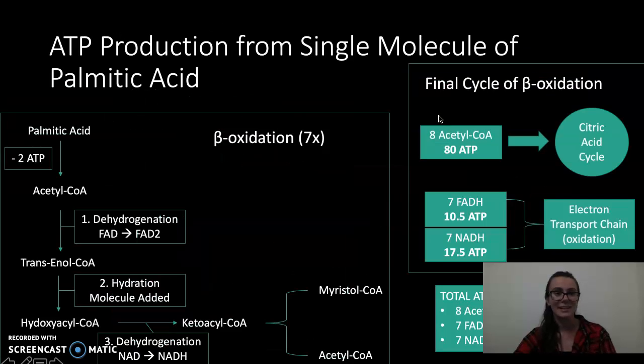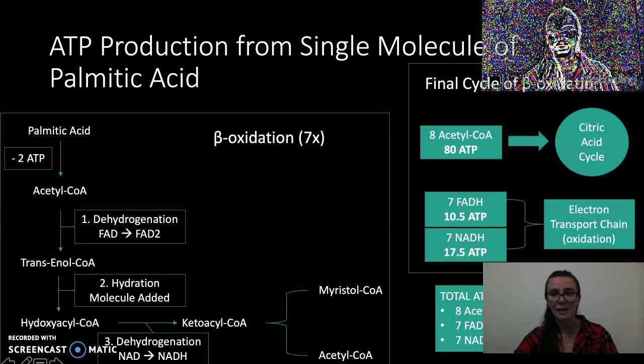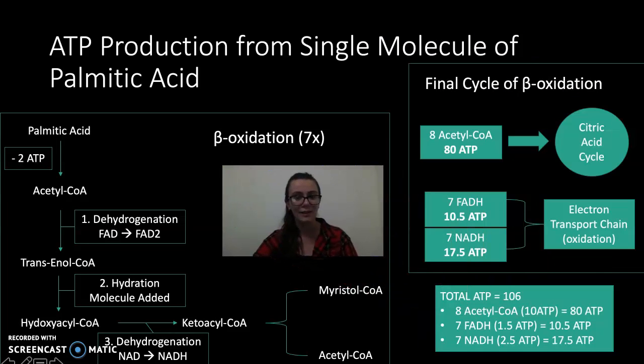All right. The next one is going to be palmitic acid. This is going to be ATP production from a single molecule of palmitic acid. I've gone ahead and put them in little separate squares. This is going to be on the left. Let me see if I can move myself so I'm not blocking anything. Here we go, right here in the middle.